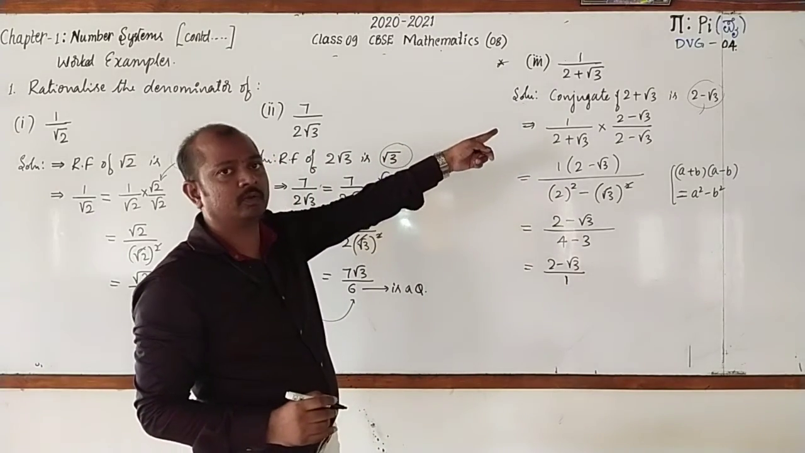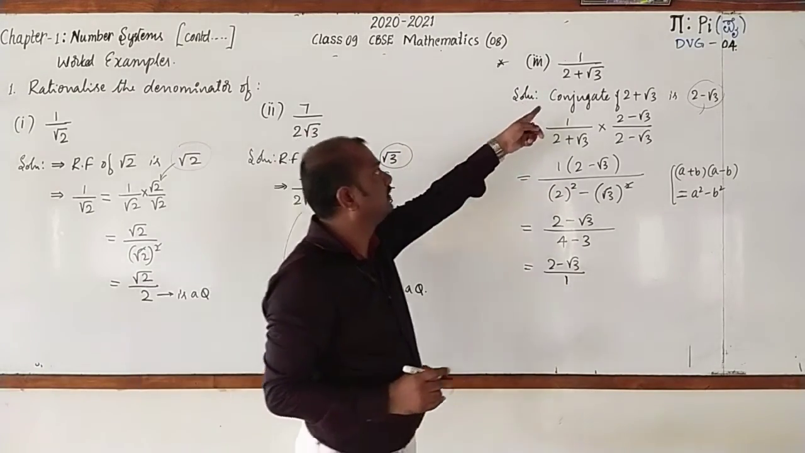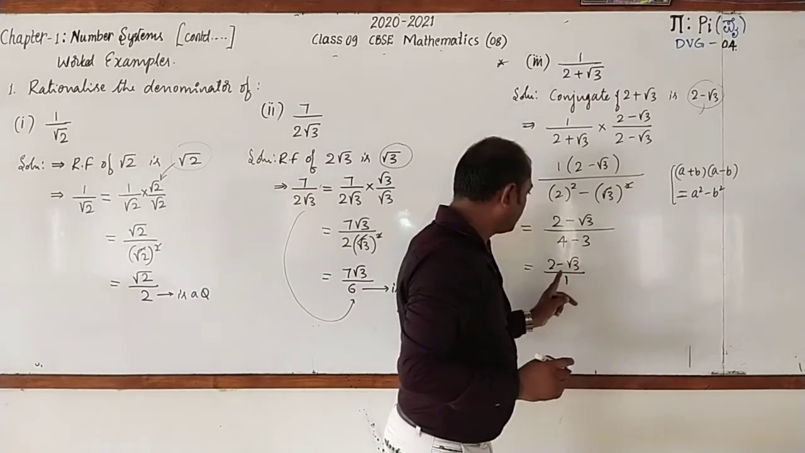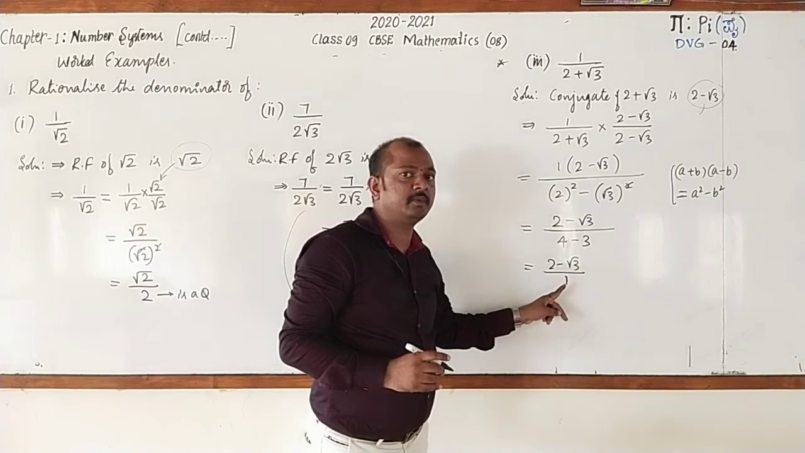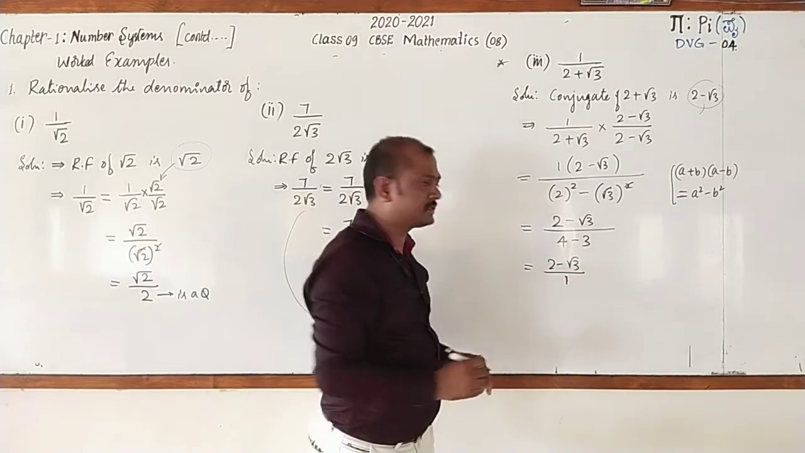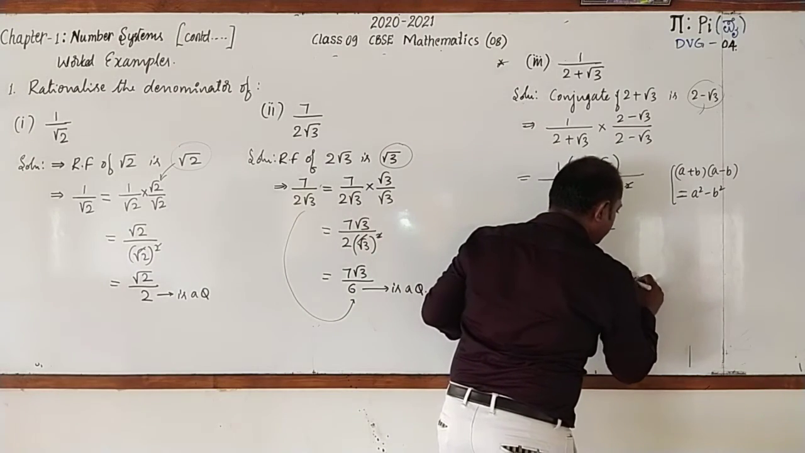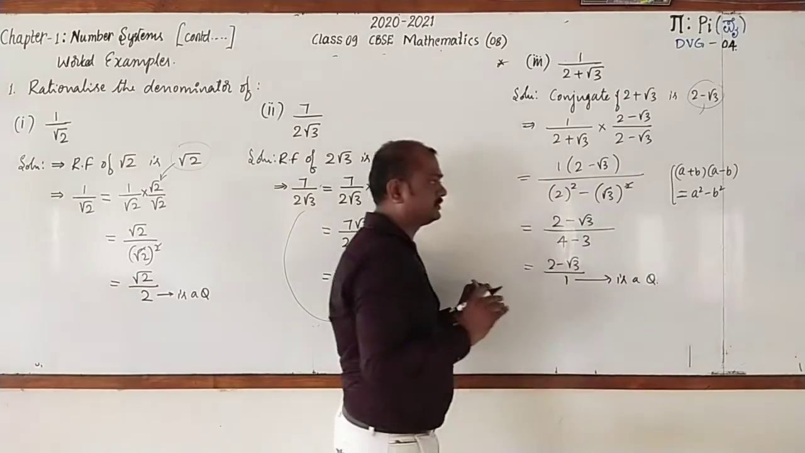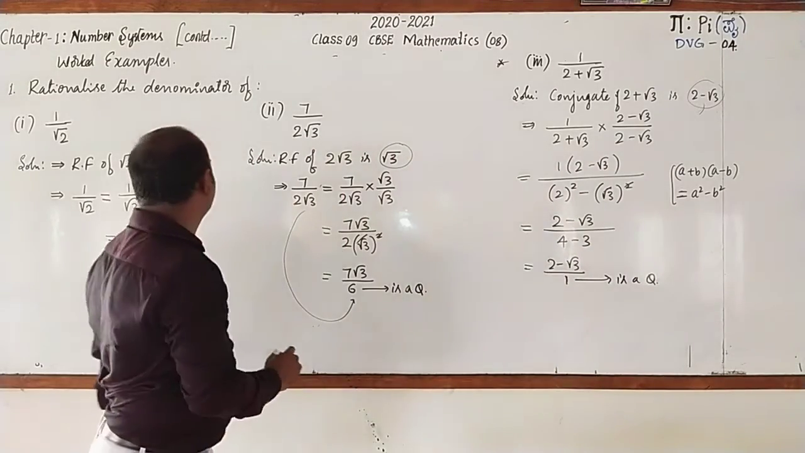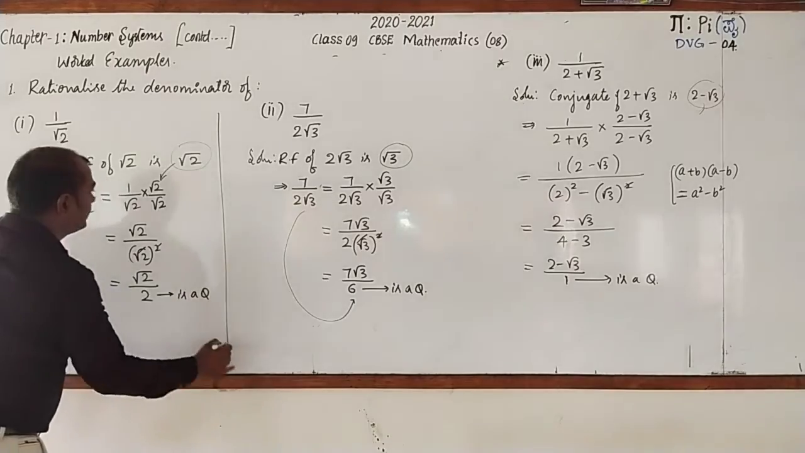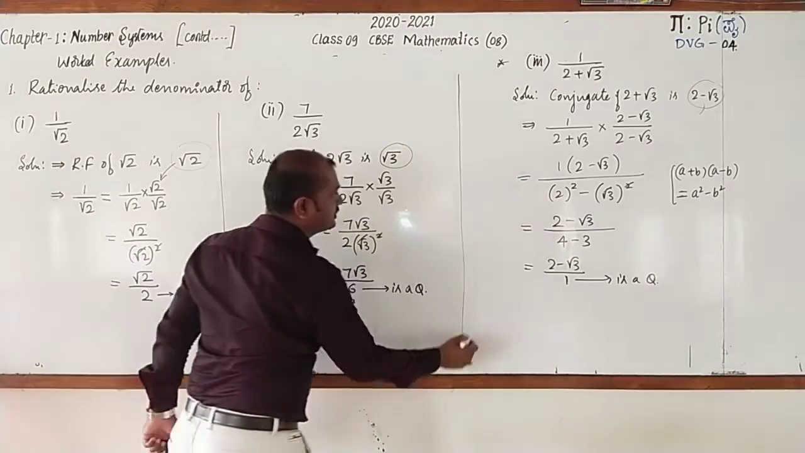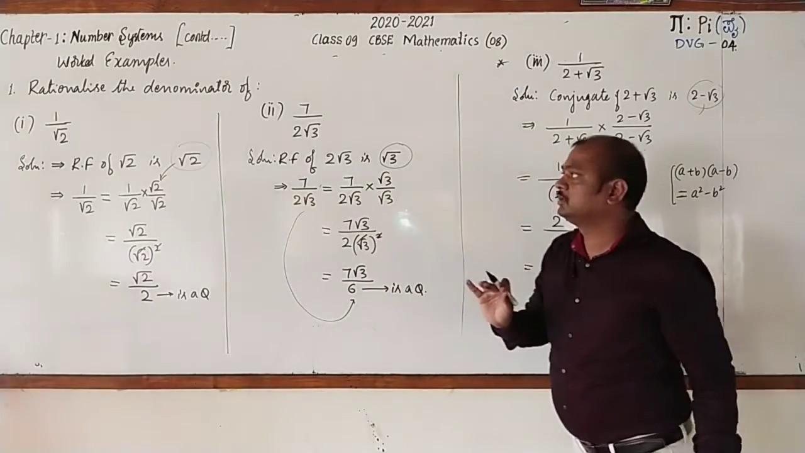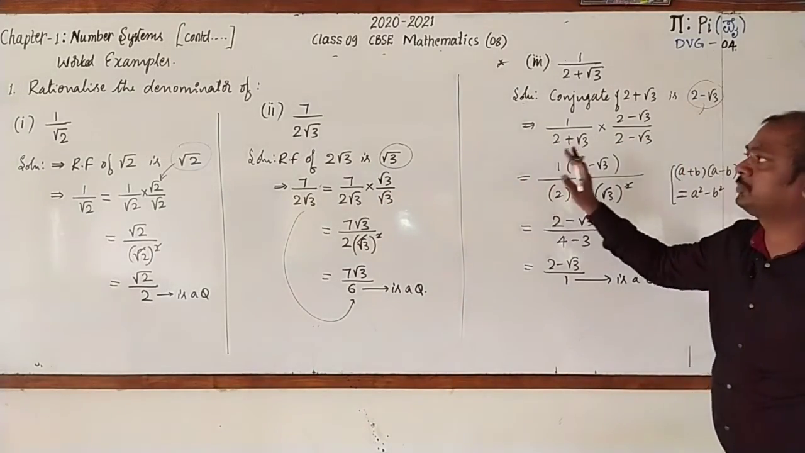What was in the denominator? 2 plus root 3. And what type of number is that? It is irrational. Now the final answer: (2 minus root 3) by 1. What is in the denominator? 1. 1 is a rational number. That is just Q. Now you are going to copy the first one, second one as well as third one. Just pause the video and copy all these quickly.